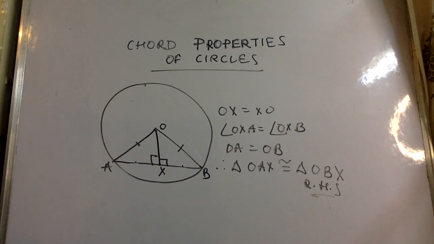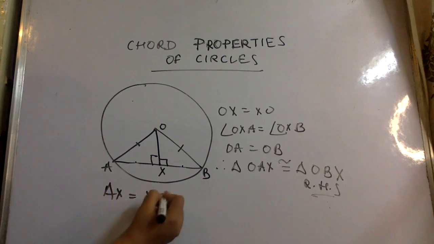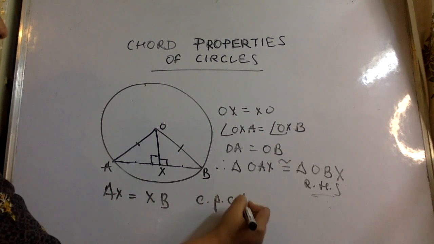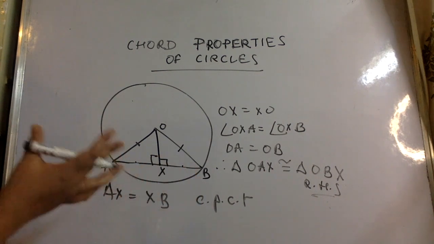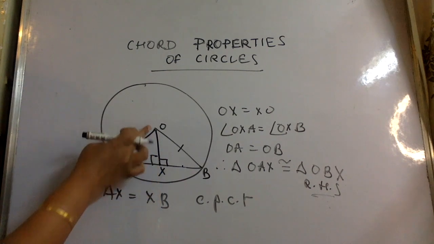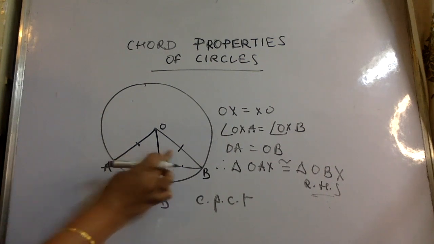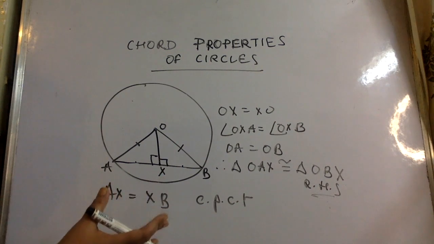Now once we have proved congruence between these two, we can go one more step ahead, and that is AX is equal to XB. Why? Because of CPCT, right? Now this becomes equal to this because of CPCT. So what did we do? Since it was given this is perpendicular and it is coming from the center, we could prove congruence between these two triangles, and finally we could say AX is equal to XB by CPCT.